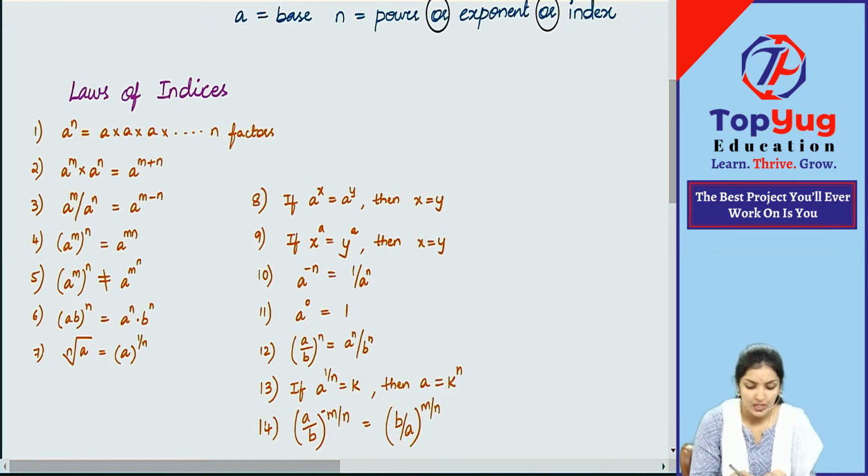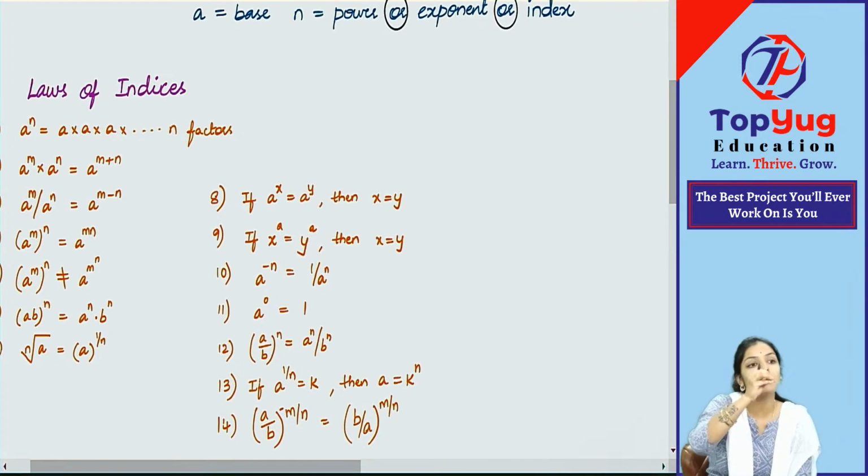So chalo, repeat after me. a to the power m into a to the power n is equal to a to the power m plus n. Multiplication means you need to have addition. Division means you need to have subtraction. So a to the power m divided by a to the power n is equal to a to the power m minus n. Similarly, (a to the power m) to the power n is equal to a to the power m into n. Now nth root of a is equal to a to the power 1 by n. And now (a into b) to the whole power n is equal to a to the power n into b to the power n.